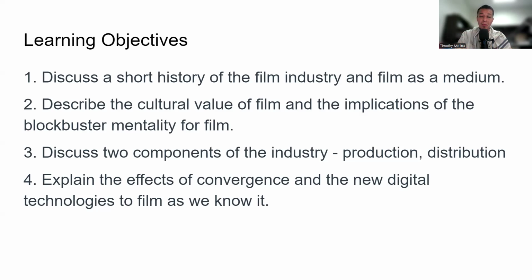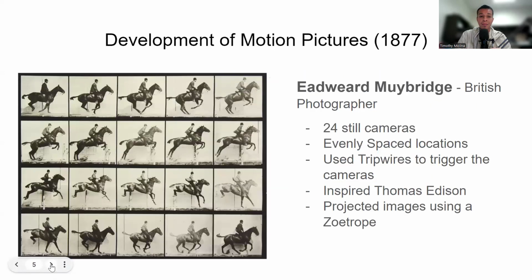So what's really cool about this particular lecture is that we're only going to focus on a few things, and those are listed here today, such as a short history of the film industry. We're also going to think about and describe the cultural value of films and what the implications are to film today. And it's something that we call the blockbuster mentality. We'll also look at some of the components of the industry, such as production and distribution, and then look at the convergence effect in film and how the digital technology has shaped and reshaped the film industry.